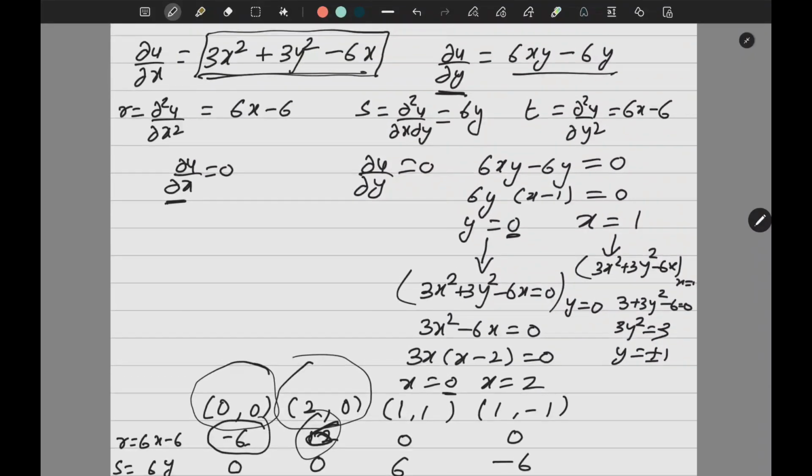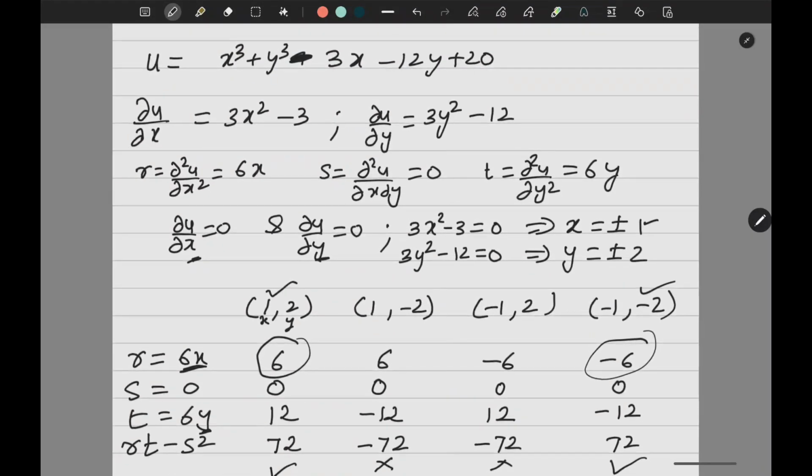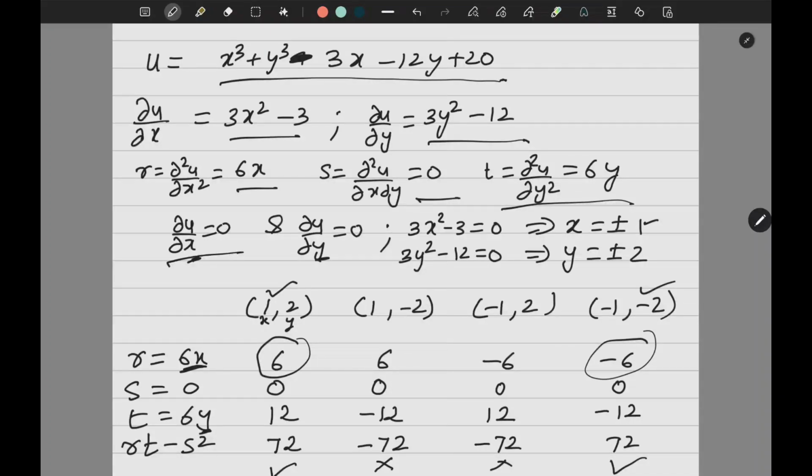Now let us do one more question. Now look at this question. Suppose u is equal to this. Now again dou u by dou x find out, dou u by dou y find out. Okay, now dou 2u by dou x square is 6x, dou 2u by dou x dou y is 0 and same way t I have got. Now equate dou u by dou x to 0 and dou u by dou y to 0.